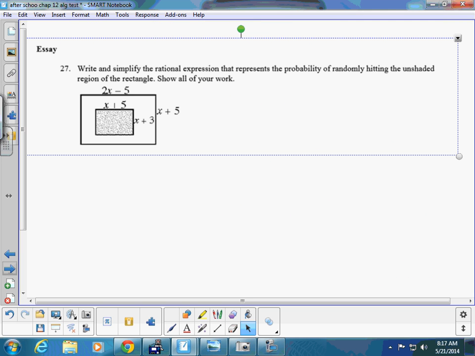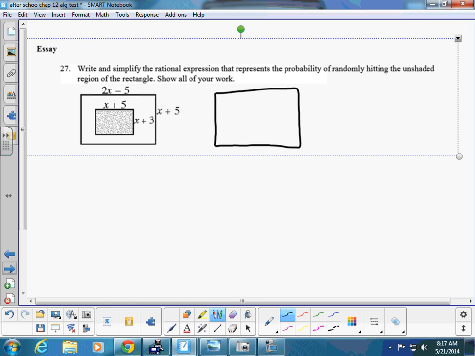Okay, moving on to 27. Again, another one that is most likely to be on the exam on Thursday, and most likely to be a type of question on the final exam. We have 2 areas here: a large area and a small area. The small area is shaded. The large area dimensions are this, and the small area dimensions are this.